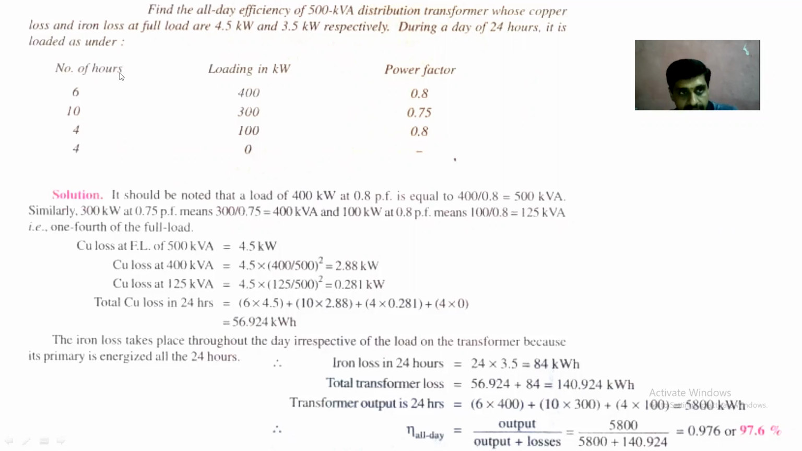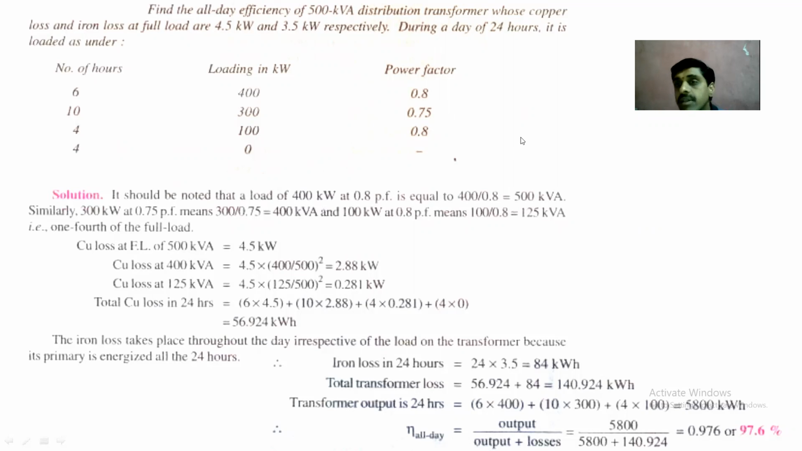it is loaded like this. Number of hours loaded: 6 hours. The loading is 400 kilowatts, power factor 0.8. Like that for 10 hours, 300 kilowatts loading, 0.75 power factor. Like that 4 hours. Total 10 plus 4, 14 plus 4, 18 plus 6, 24 hours. For 24 hours, that is the loading and the power factor they have given. The question is, what is the all day efficiency?